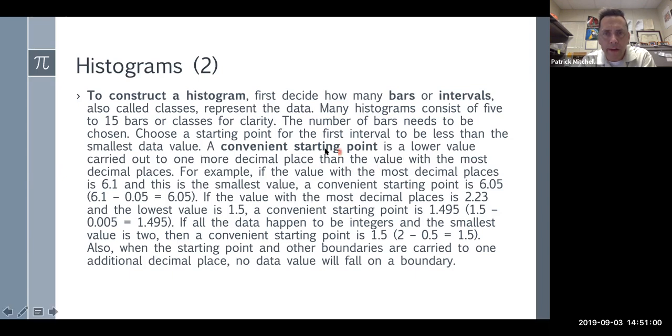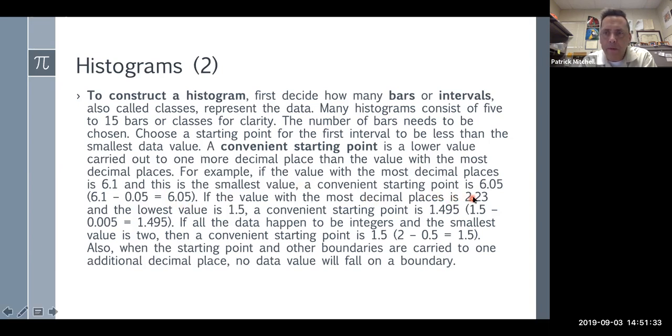So, for example, right here, if the value with the most decimal places is 6.1, in other words, only one decimal place, and if that happens to be the smallest value, then you could start your histogram at 6.05, okay? So in other words, just go one additional decimal place and then go halfway down, not all the way down to 6.0, but halfway, which would put you at 6.05.